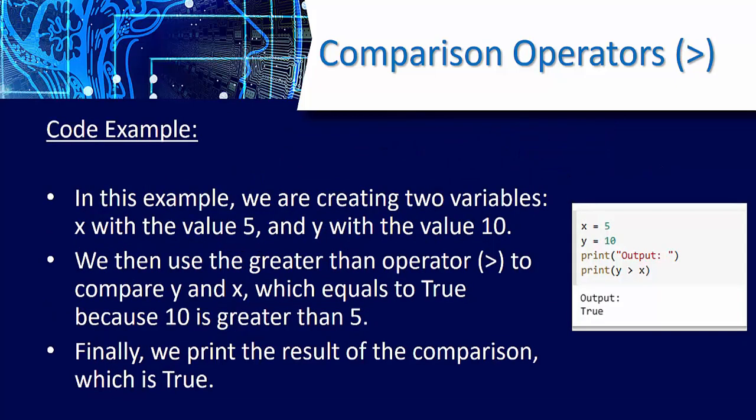In this example, we are creating two variables, x with the value 5 and y with the value 10. We then use the greater than operator to compare x and y, which equals true, because 10 is greater than 5. We finally print the result of the comparison, which is true.